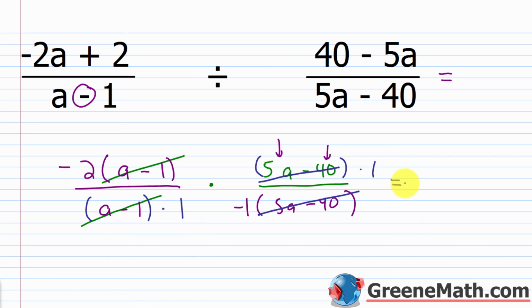So what I get for my answer here, I have negative 2 over 1, which is just negative 2, multiplied by 1 over negative 1, which is negative 1. So negative 2 times negative 1 is simply 2. And that's my answer. All right, let's take a look at another one now.